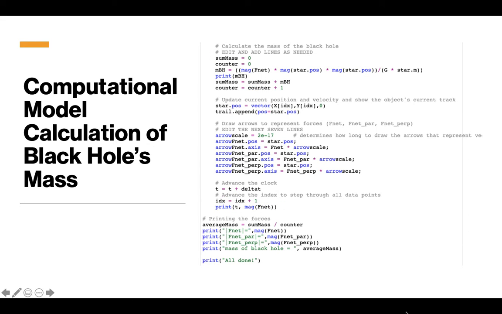To calculate the mass of the black hole, I applied the formula obtained by using Newton's universal law of gravitation. I created a variable called sum mass and incremented it as time goes, and at the end I found the mass of the black hole by calculating the average.